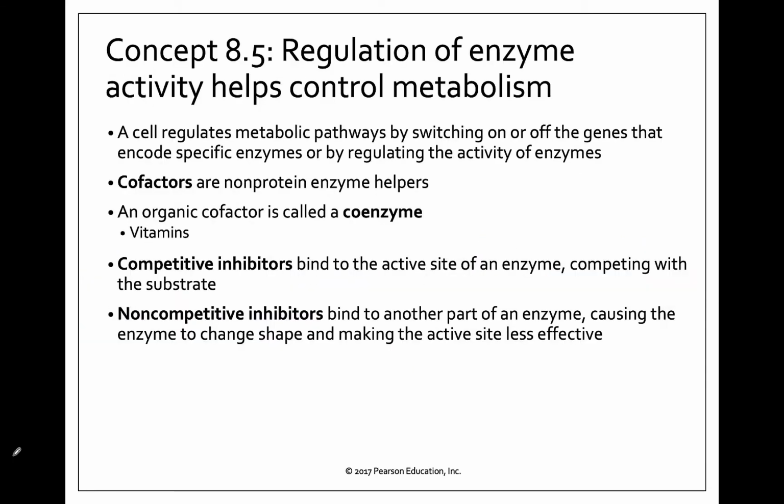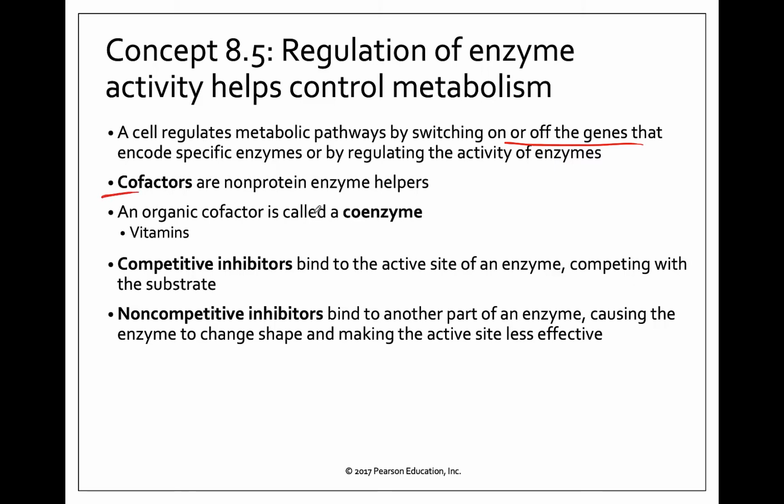Not all of our metabolic pathways are on at the same time. If they were, we would have metabolic chaos. We have enzymes that are working and enzymes that are not working at any one time. And we can do this by either turning on or off the genes that make those enzymes. So if we want enzymes that function, we can just produce them. And then if we don't want those enzymes, we can just turn off the gene and stop making them. Or we can regulate the activity of the enzyme, or we can inhibit an enzyme by just turning it off.